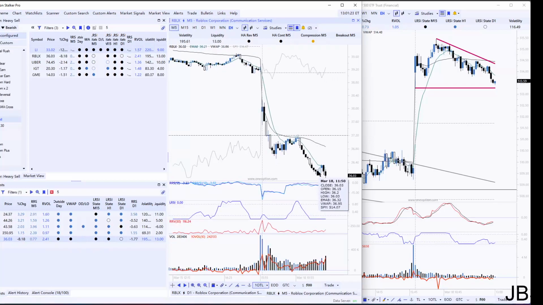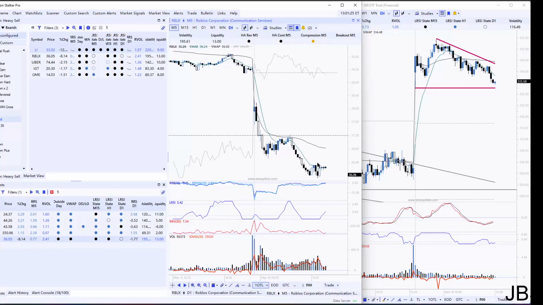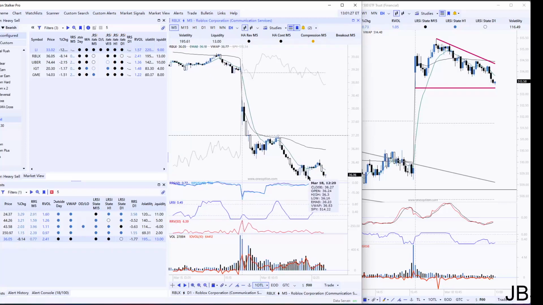Nice steady action. Bearish engulf. It was smacked down. Another bullish engulf getting smacked down here. So I'd take some profits here at this level in Roblox. It's done pretty well. If it breaks through, then you can consider getting back into the trade.